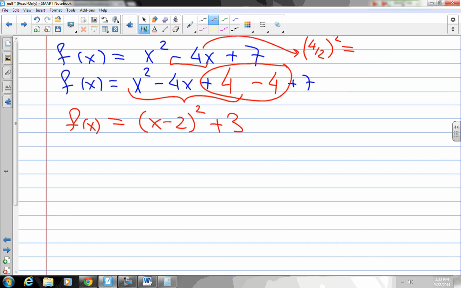Well, now you can clearly see the vertex, right? What is the vertex? Positive 2, 3. Right, you always go opposite, just like with the circles. If this was a circle, you would go positive 2. Yeah, but again, think about the transformations. You're going to shift the parabola 2 to the right. So that's positive 2, and then 3 up. So it's 2, 3. So the vertex is 2, 3. So that's the minimum value of this function.